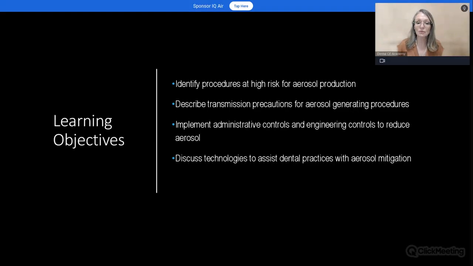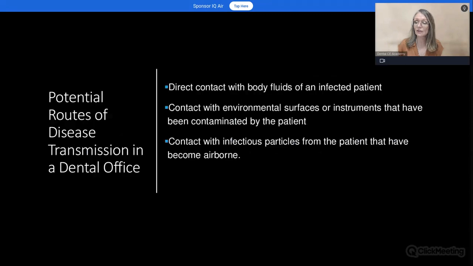Our learning objectives will identify procedures at high risk for aerosol production, describe transmission precautions for aerosol generating procedures, implement administrative controls and engineering controls to reduce aerosol, and discuss technologies to assist dental practices with aerosol mitigation.